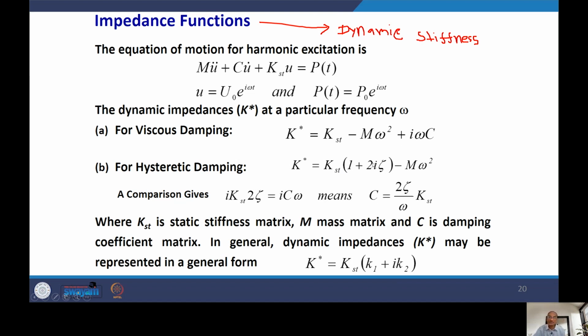So this way, once you have found this damping coefficient, then you can use this formulation also. But normally for soils, hysteretic damping is more popular, because it is verified with experiment.